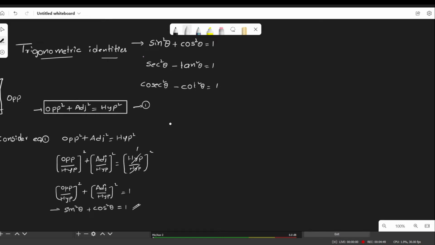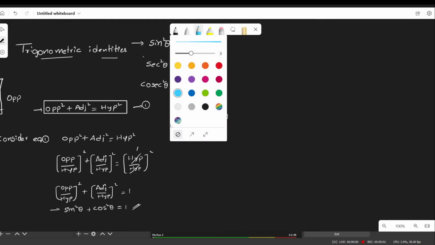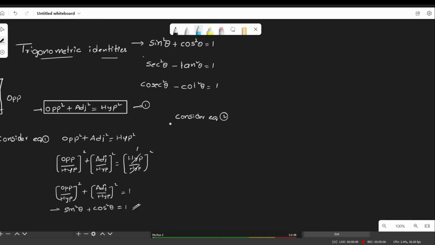See here, again consider equation 2, but let me take one more color for this. I'll take sky blue. I'll write again the Pythagoras theorem. We know that opposite square plus adjacent square is equal to hypotenuse square. Now I will divide this time by opposite square on both sides.